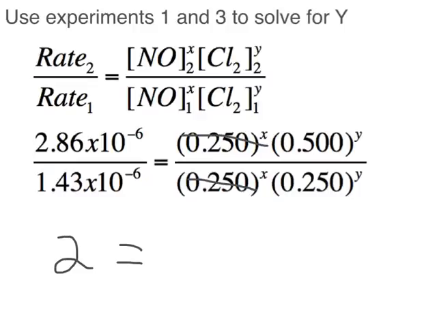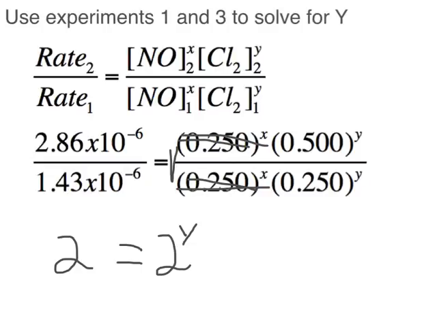Notice that those two values, because they have the same exponent, can be canceled out. They're constant, and we're going to end up with a 1. So you cross those off. They're not part of our equation anymore. 0.5 divided by 0.25, 1/2 divided by 1/4 is going to equal 2, to the y.